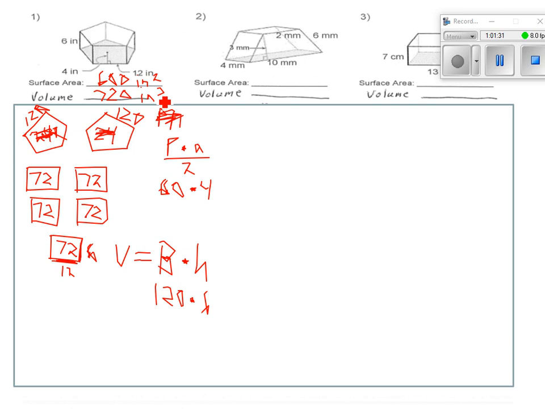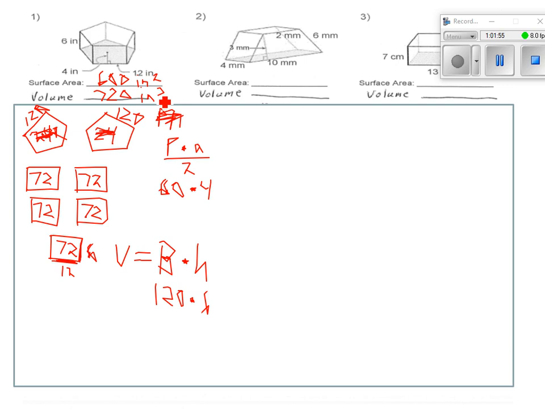Can the volume be less than the surface area? Yes, it can. It doesn't matter. Volume has nothing to do with the surface area. It doesn't make any difference whatsoever. So don't think that volume or surface area, one or the other, always has to be bigger.